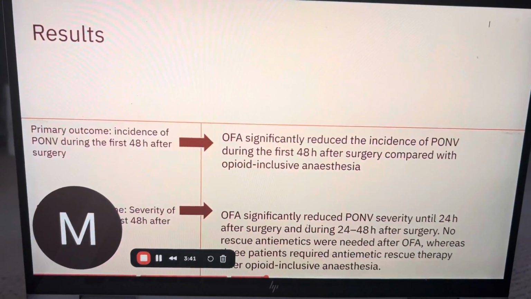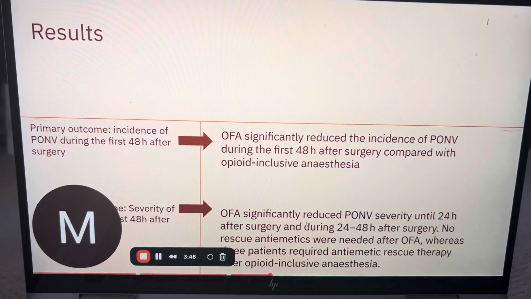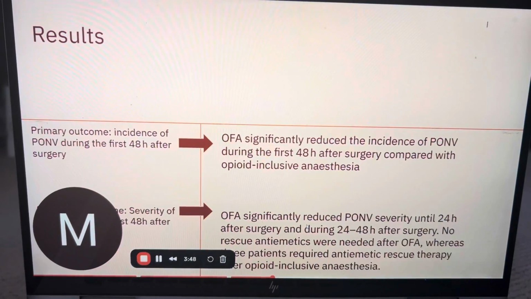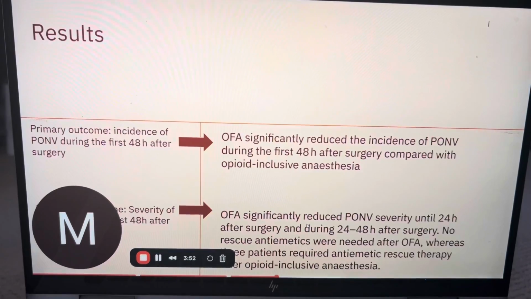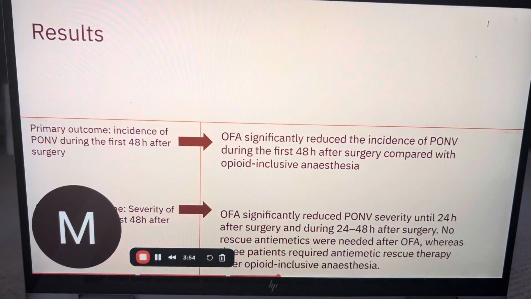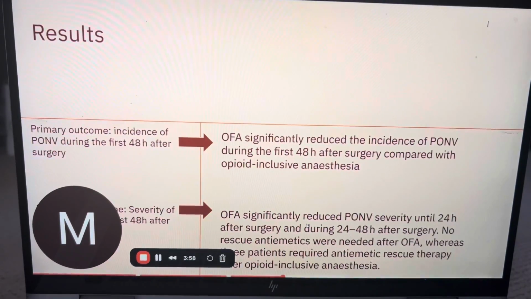Now, the results of this study come down to 2 outcomes. The primary outcome, which is the incidence of postoperative nausea and vomiting during the first 48 hours of surgery, and the secondary outcome, which is the severity of the postoperative nausea and vomiting during the first 48 hours after surgery.